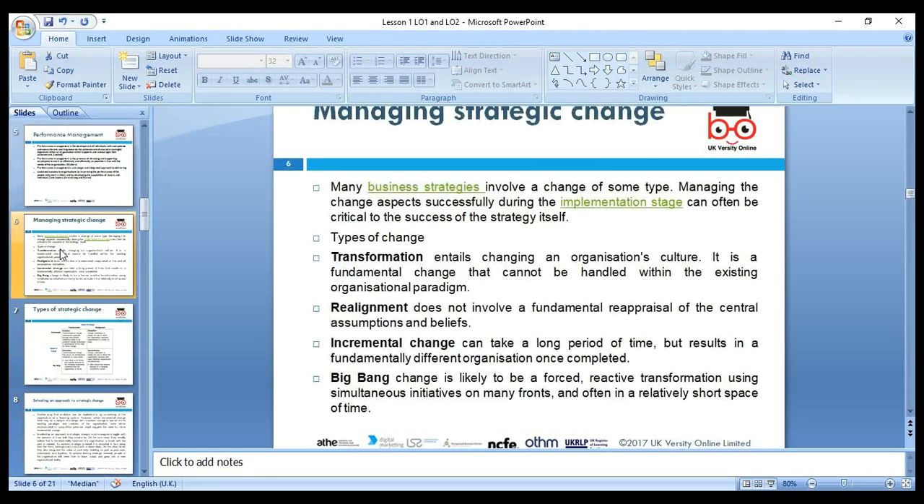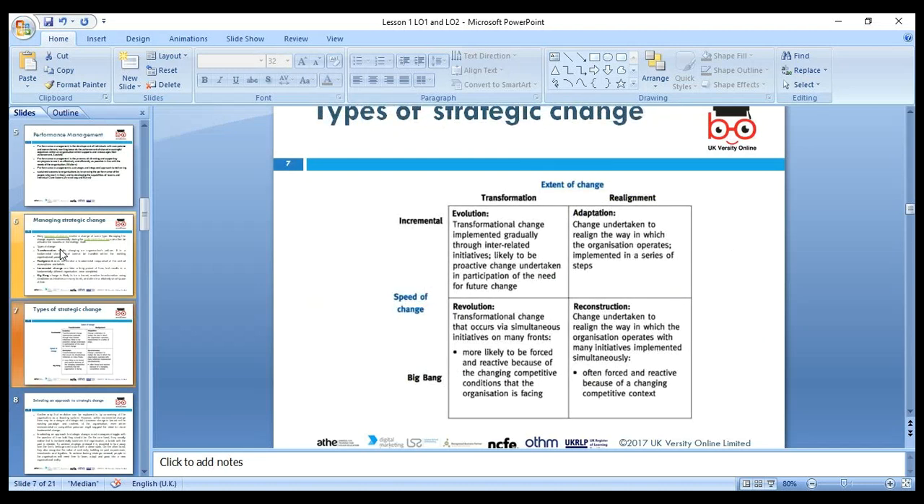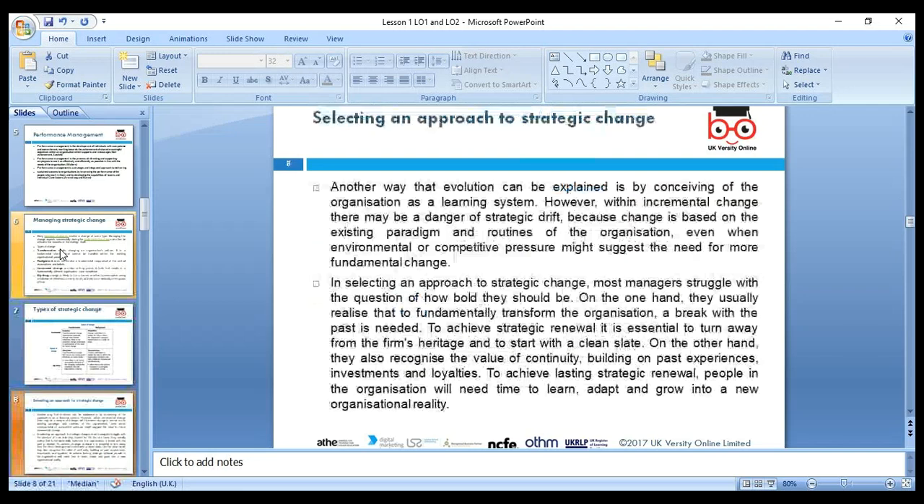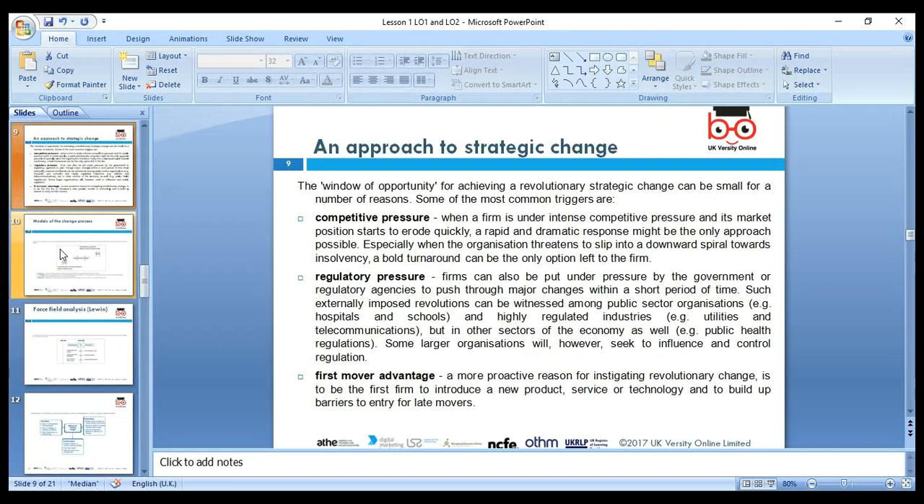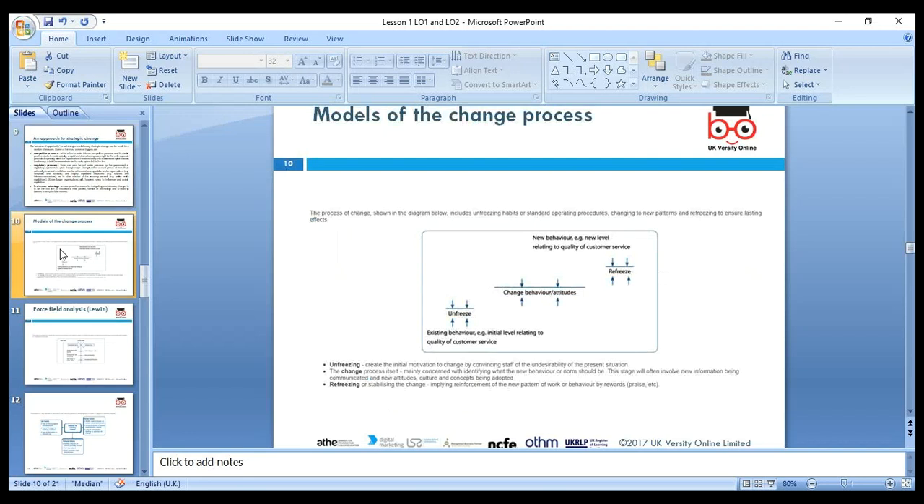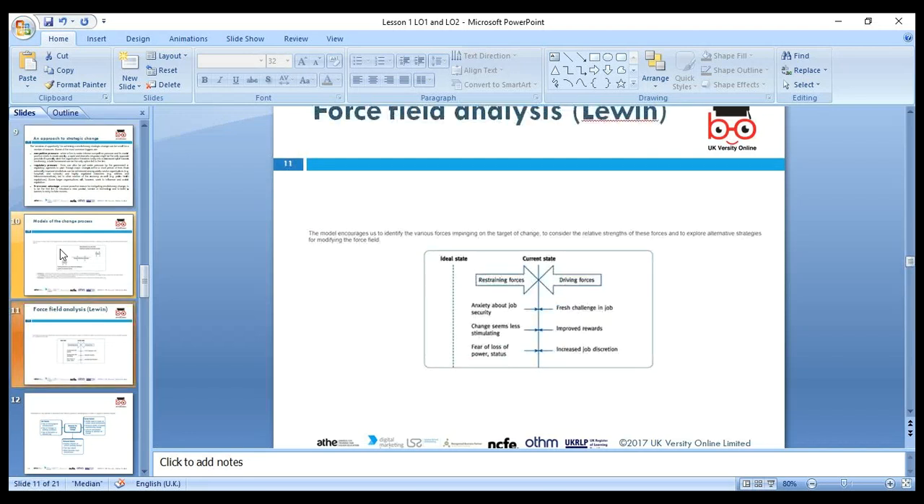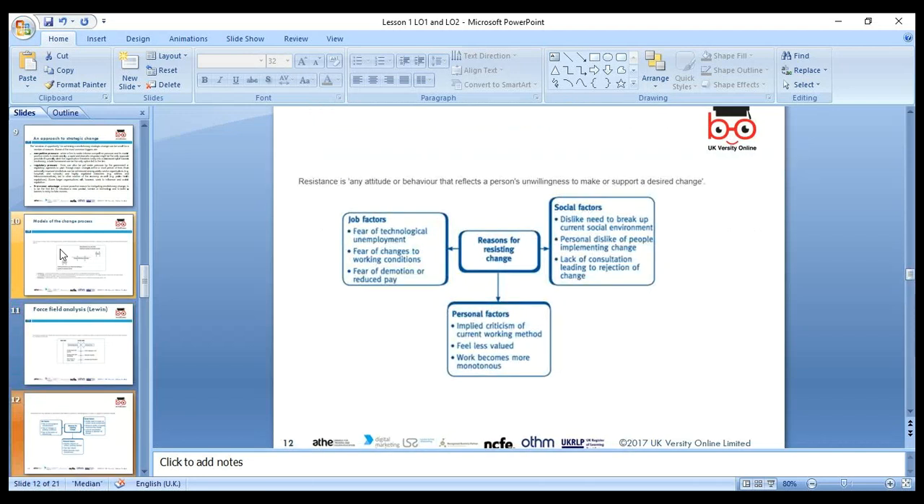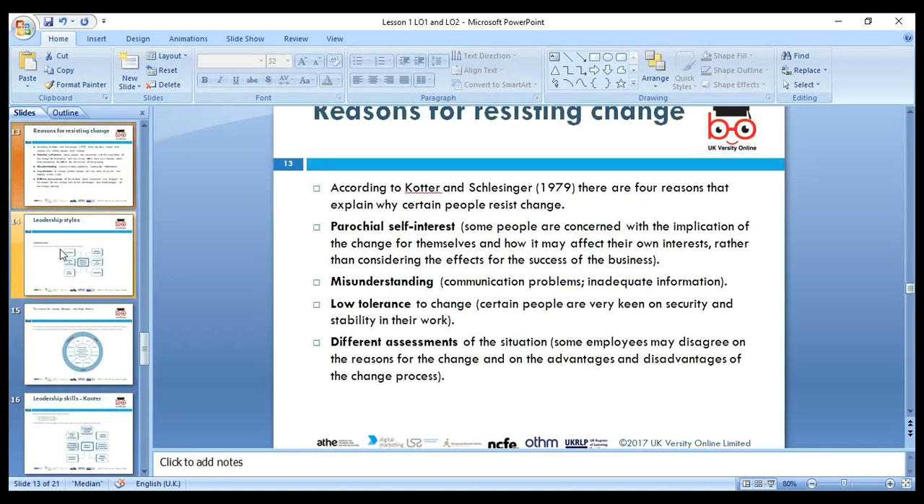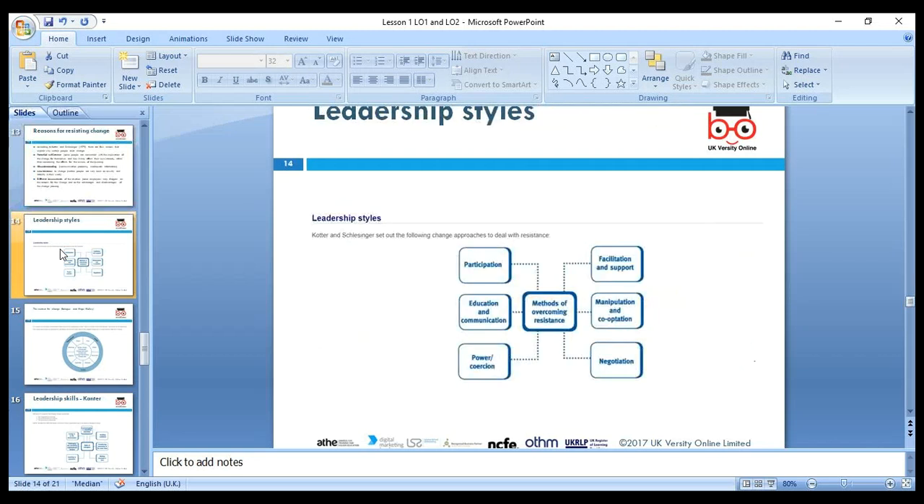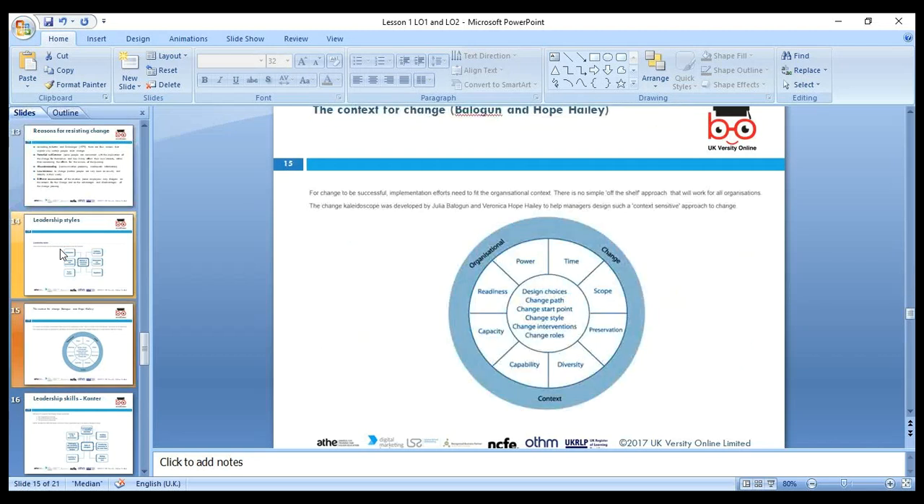We discussed performance management. We discussed how we manage strategic change, and how we need to align. We discussed big bang or incremental change. We discussed approaches to strategic change: competitive pressure, regulatory pressure, first-mover advantage. That's why we want to change. We discussed the Lewin model, the driving forces and the constraints, those against the change, and the reasons for the change. And then we discussed the leadership style which we need to adopt.